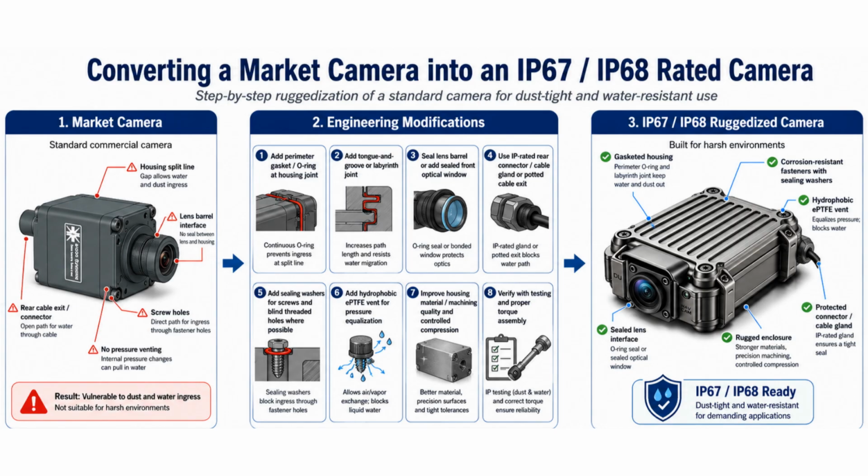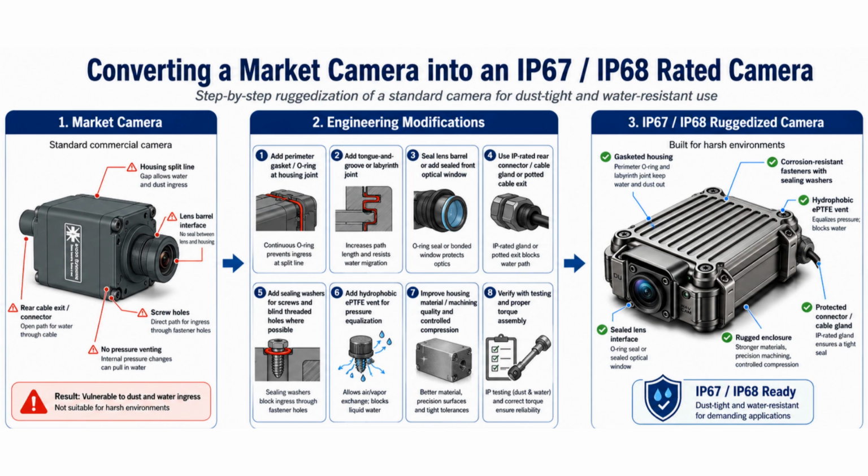This image explains the process of converting a standard market camera into an IP67 or IP68 rated rugged camera suitable for demanding outdoor applications. On the left, we begin with a normal commercial camera. It may perform well optically, but mechanically it can have several vulnerable ingress points. These include the housing split line, the lens barrier interface, the rear cable or connector entry, and the screw holes. If these areas are not properly sealed, dust, rainwater, mud, or moisture can enter the enclosure. The absence of pressure equalization can also create internal pressure differences that may draw water through weak seals.